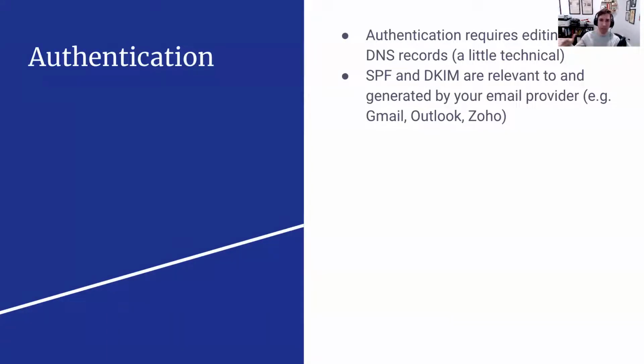Setting up the SPF and DKIM records is going to be related to your email provider. So if you're using Gmail or Google Workspace or Office 365, you're going to have certain SPF or DKIM records.